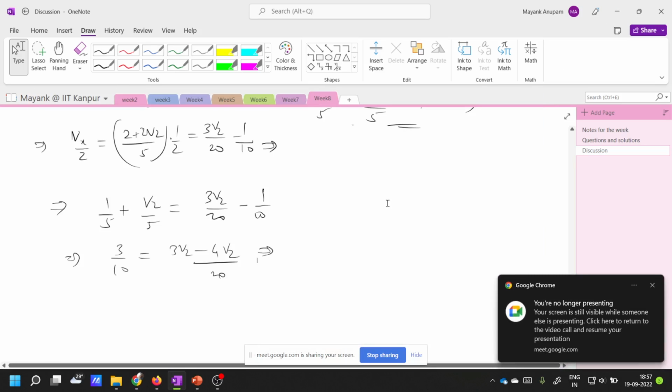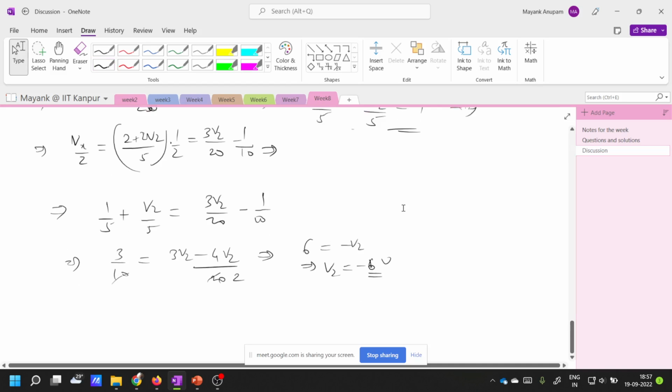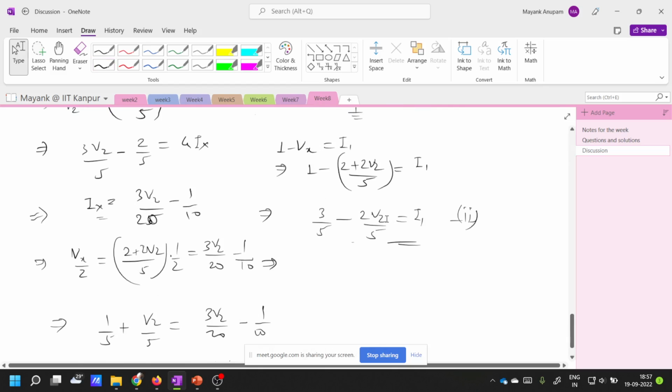Okay. So this is equal to what? So yeah, I am right. I have not done anything wrong, right? 6 is equal to minus V2. So V2 is equal to minus 6 volts. Okay. So if V2 is equal to minus 6 volts, I'll put it here and I'll see what happens.